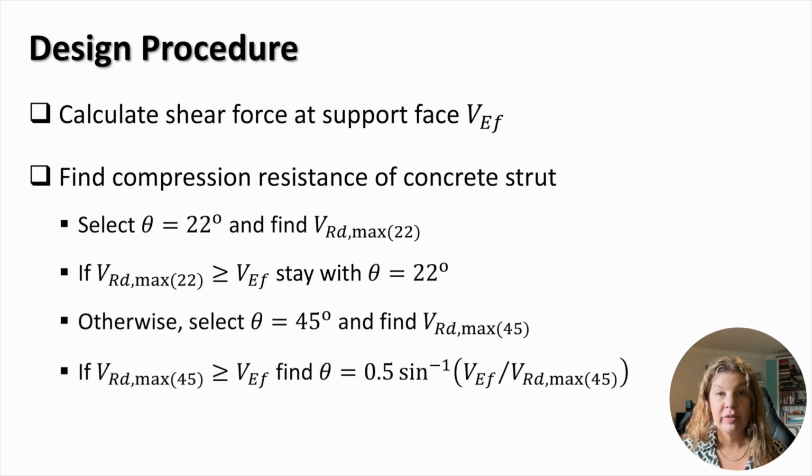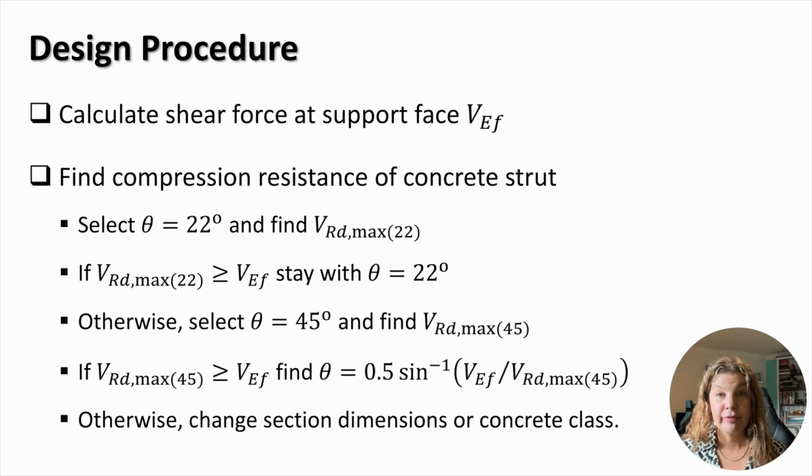Next, the compression resistance VRD max of the first inclined concrete strut is calculated, assuming that the strut inclination angle equals 22 degrees. If VRD max at 22 is larger than VEF, the design proceeds with the inclination angle of 22 degrees. Otherwise, the inclination angle of 45 degrees is assumed and VRD max is recalculated. If VRD max at 45 is larger than VEF, the inclination angle should be found from half of the inverse sine of the ratio between VEF and VRD max 45. If VRD max at 45 is smaller than VEF, the concrete strut is not strong enough to carry the design shear force.